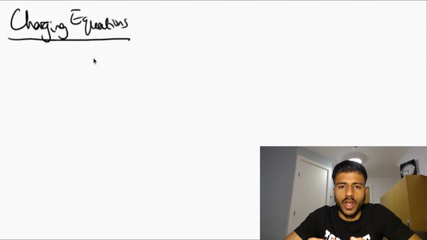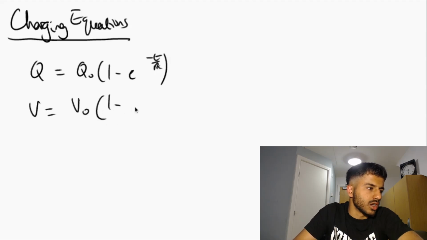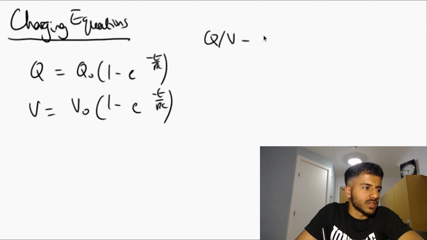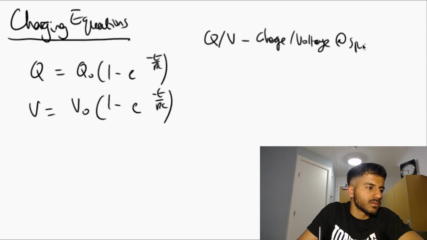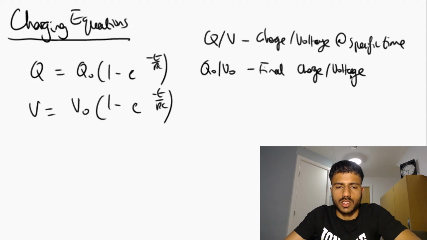Now you need to be aware of some equations for the charge and voltages on capacitors in a charging circuit. Now the equations for charge and voltage are basically identical, and they are of this form here. But the only difference is one is in terms of V and V naught, and the other one is in terms of Q and Q naught. Q and V are respectively your charge or voltage at a specific time. Q naught and V naught are actually your final charge or voltage readings. So that means if you were to charge up the capacitor and let it go until no more electrons are accumulated, what is the final charge or voltage reading on that capacitor?